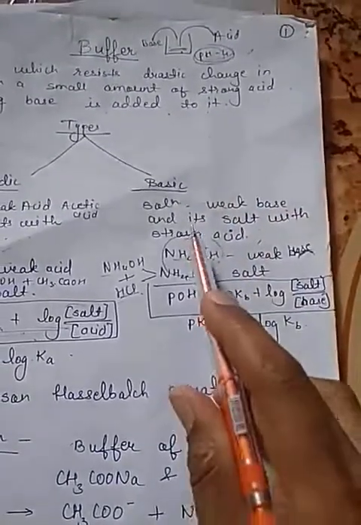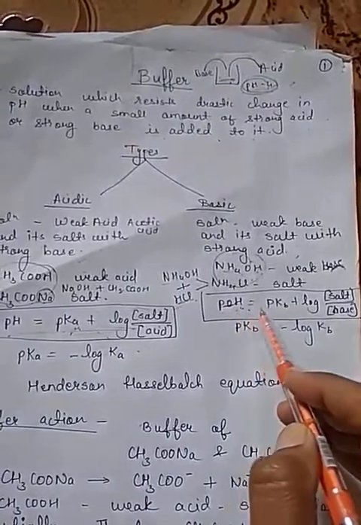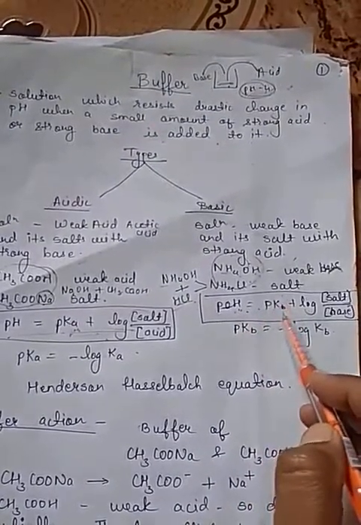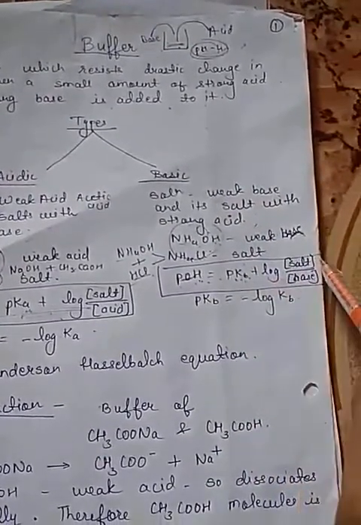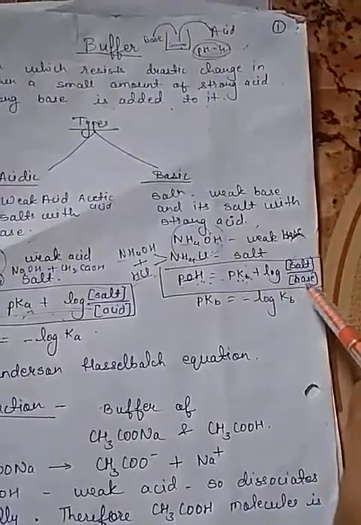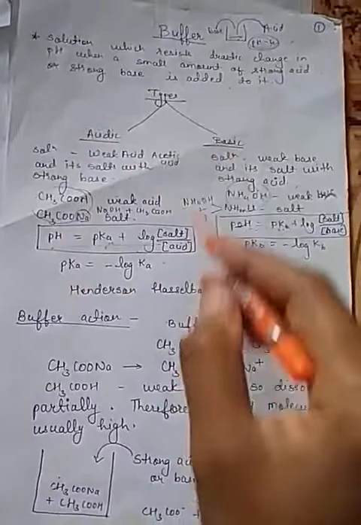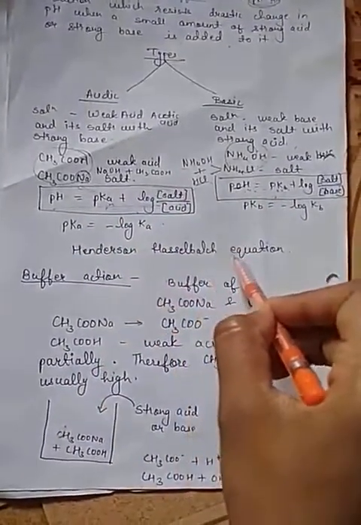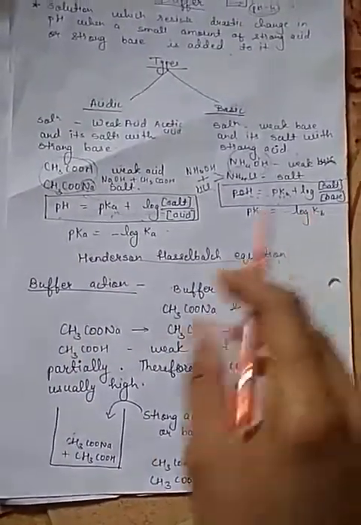For the basic buffer, we use pOH. For the acidic one it was pH; here it will be pOH because it is a basic buffer. So pOH will be equal to pKb. Why Kb? Because it is the equilibrium constant of the weak base. So pKb plus log of concentration of salt upon concentration of base. These are the two types of buffer: acidic buffer and basic buffer. These two equations are known as the Henderson-Hasselbalch equation. Remember the Henderson-Hasselbalch equation. Now, how does this buffer work? So pay attention.